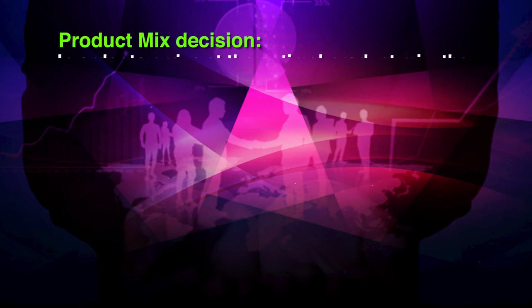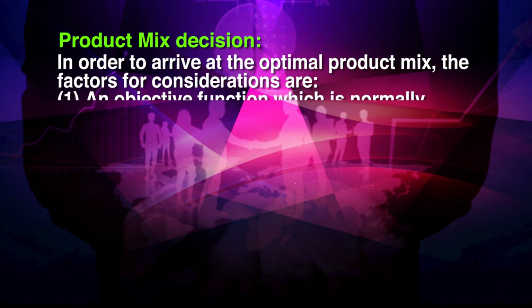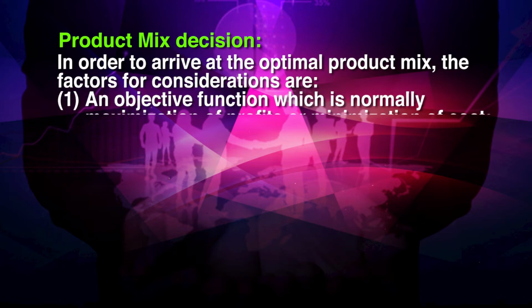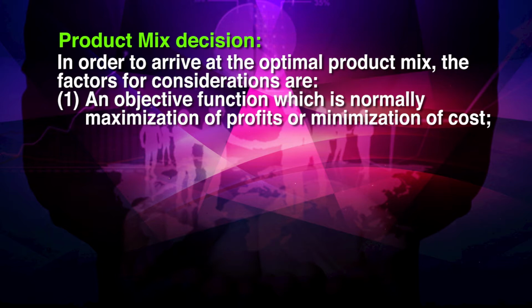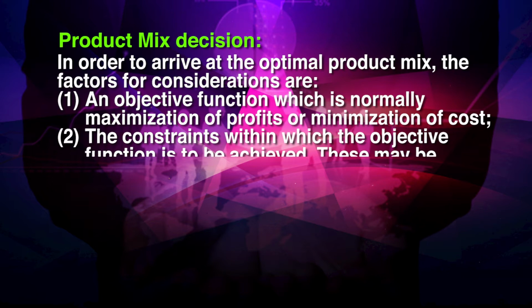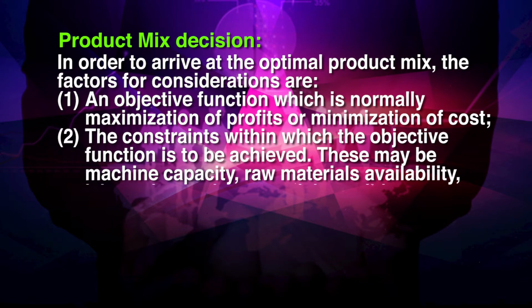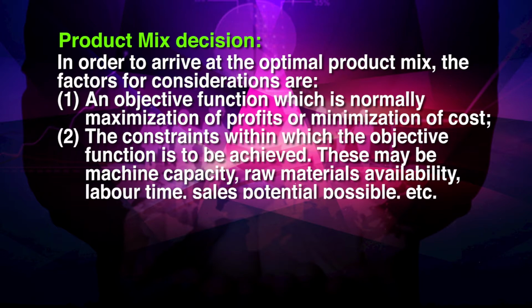In order to arrive at the optimal product mix, the factors for consideration are: number 1, an objective function, which is normally maximization of profits or minimization of cost. Number 2, the constraints with which the objective function is to be achieved. This may be machine capacity, raw materials availability, labor time, sales potential possible, etc.